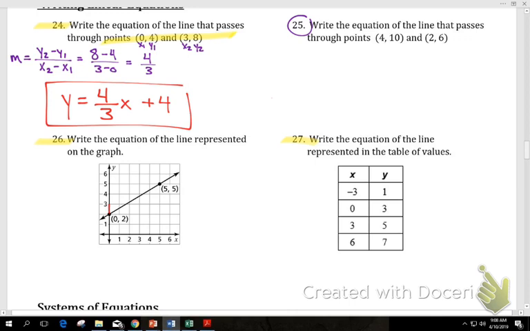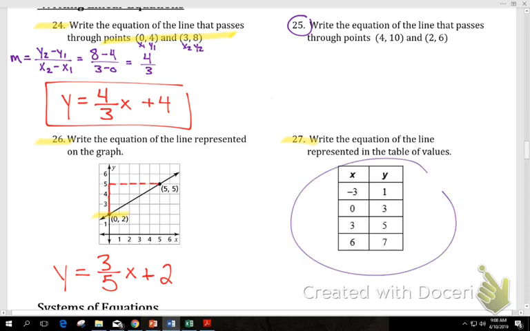Go ahead and write your equation. So how many did it rise? 3. 1, 2, 3. How many did it run? 5. 1, 2, 3, 4, 5. So y equals rise over run, x, plus 2. How'd you know it was plus 2? Yeah, because that's where the line crosses at a value of 2, plus 2.